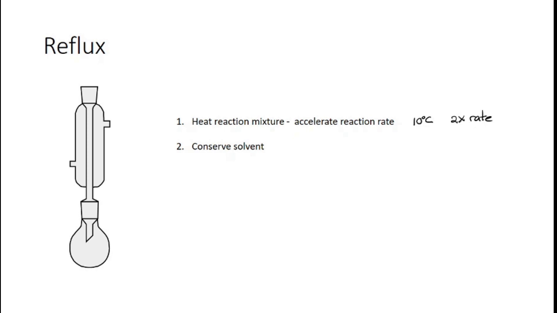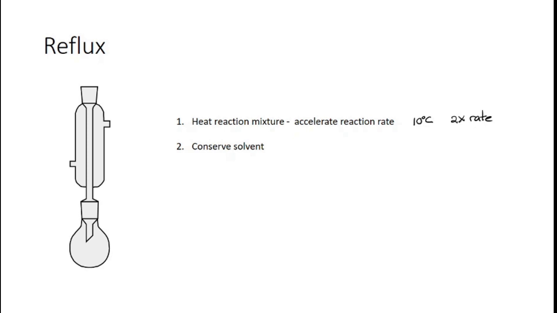So that's the primary reason we heat the reactions and the reason we're refluxing. There is a secondary reason for reflux. We could heat a solution in, say, just a beaker or in the round bottom flask without the condenser, but if we did that, the solvent would be constantly boiling away, so we use reflux specifically to conserve the solvent.